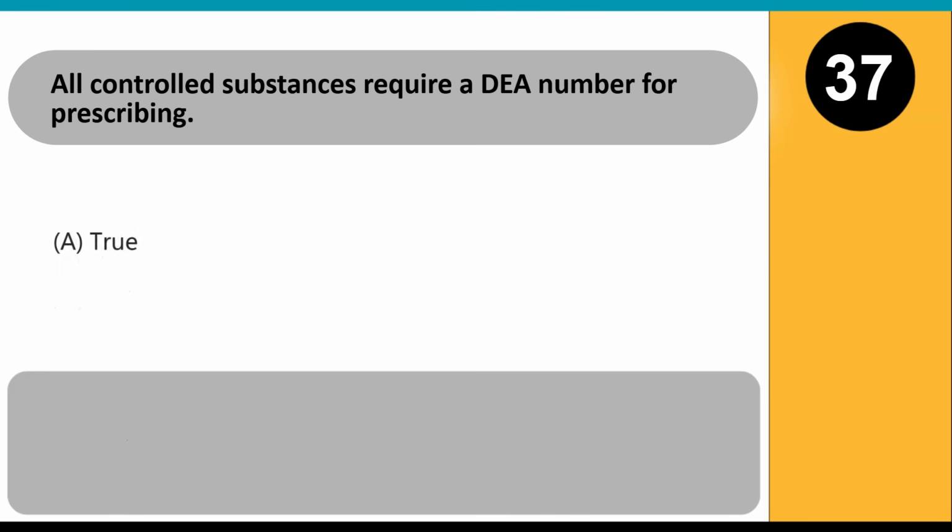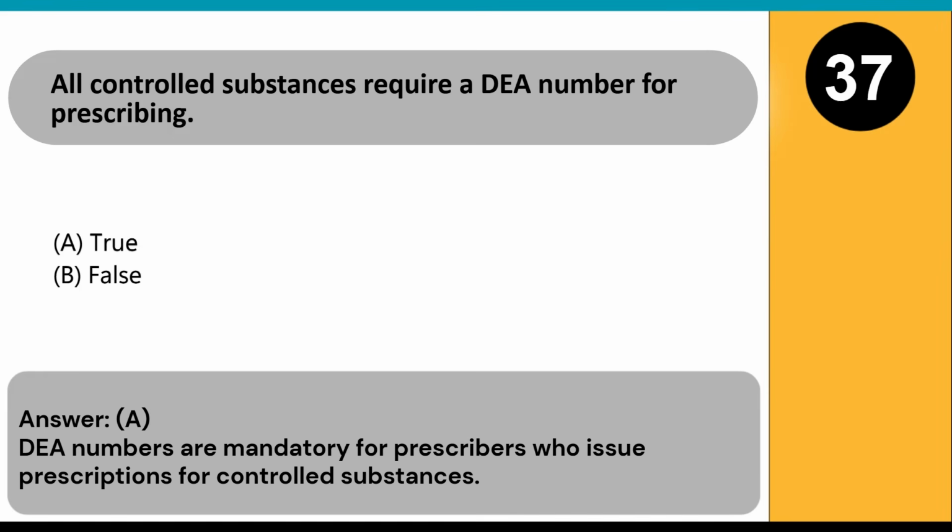All controlled substances require a DEA number for prescribing. A. True. B. False. Answer A. DEA numbers are mandatory for prescribers who issue prescriptions for controlled substances.